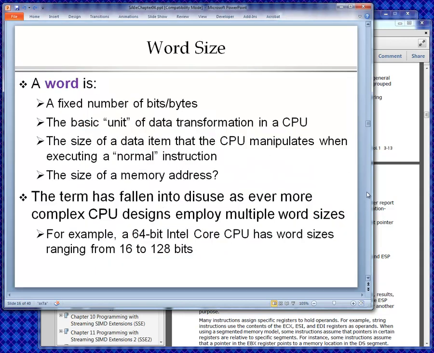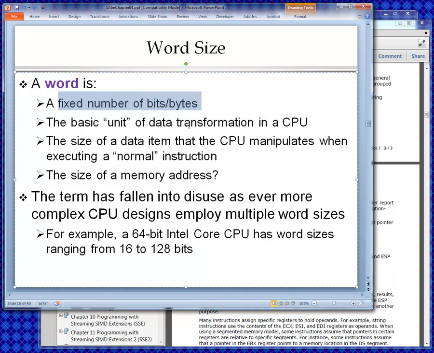All right. Next topic. We're coming up on an hour here, but I think we're going to be able to finish just a bit over it. A word. Word size. What is a word? Well, first off, very generically, a word is a fixed number of bits or bytes.